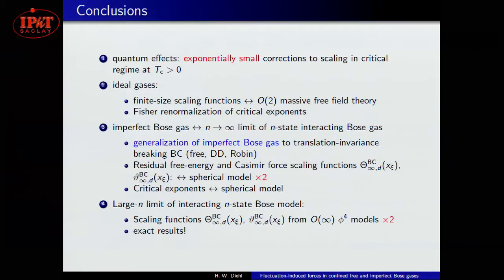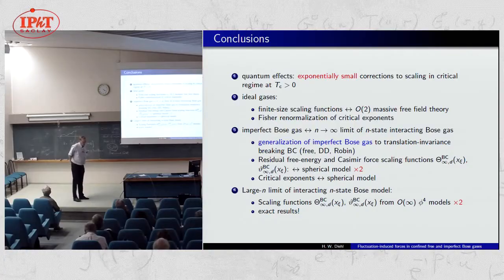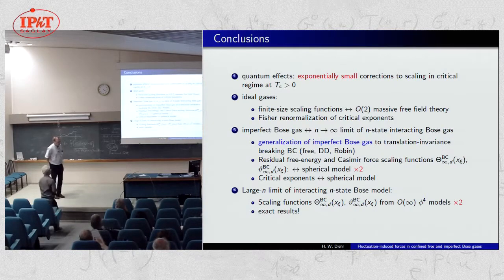I think time is up, so let me just summarize again what we did. On the one hand, the ideal case, the imperfect Bose gas, and then the connection with the large n limit of Bose, and we looked also at the quantum corrections. Thank you for your attention.